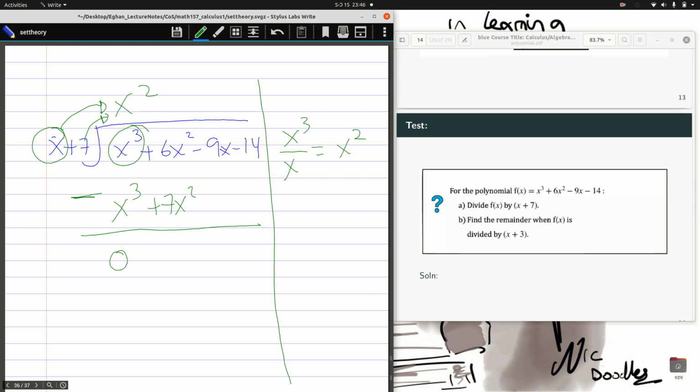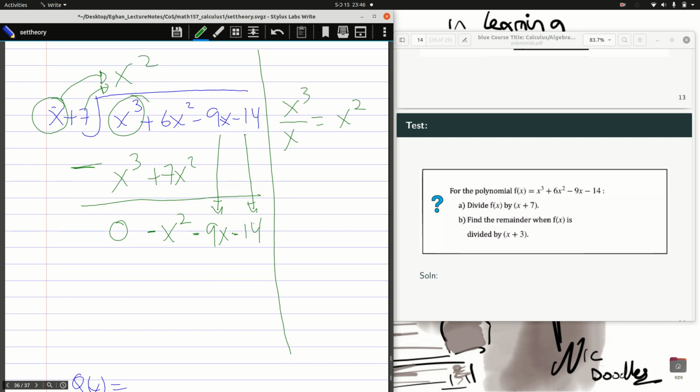So I get 0. When I subtract this, I'll get negative x squared. When you are done, you bring down the other terms: minus 9x minus 14. Okay, then what do we do? The same first term will divide this one now. So my next term will be negative x squared divided by x. That's going to give me negative x. So I have minus x here.